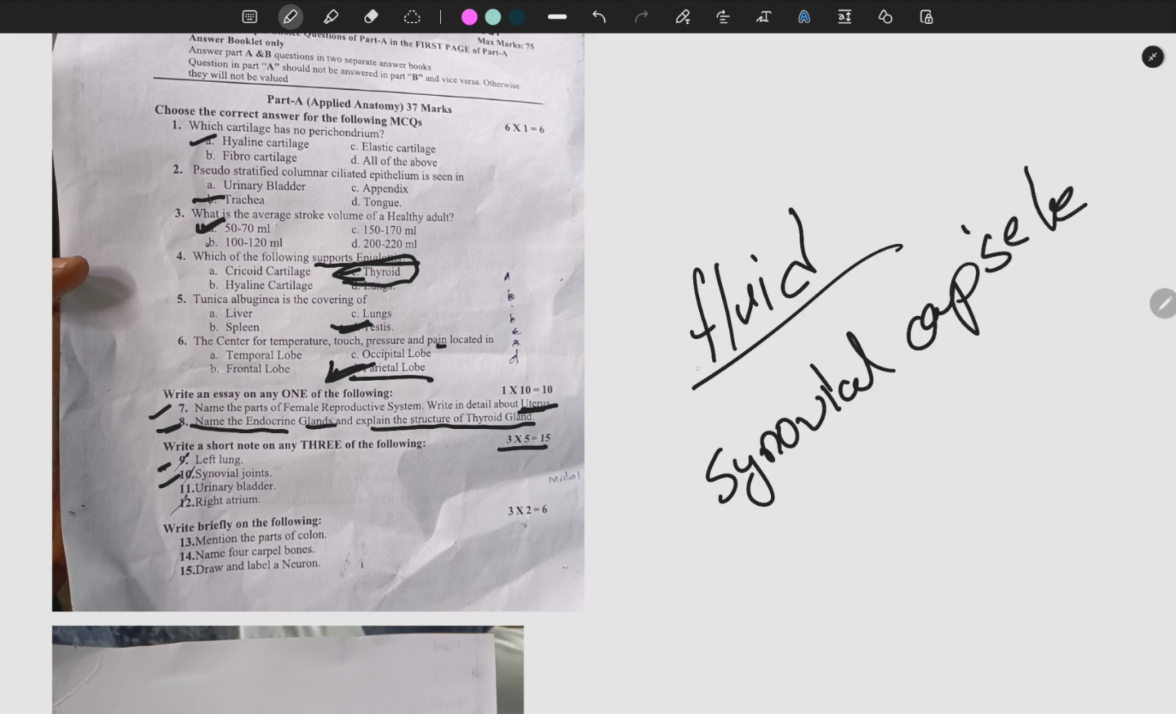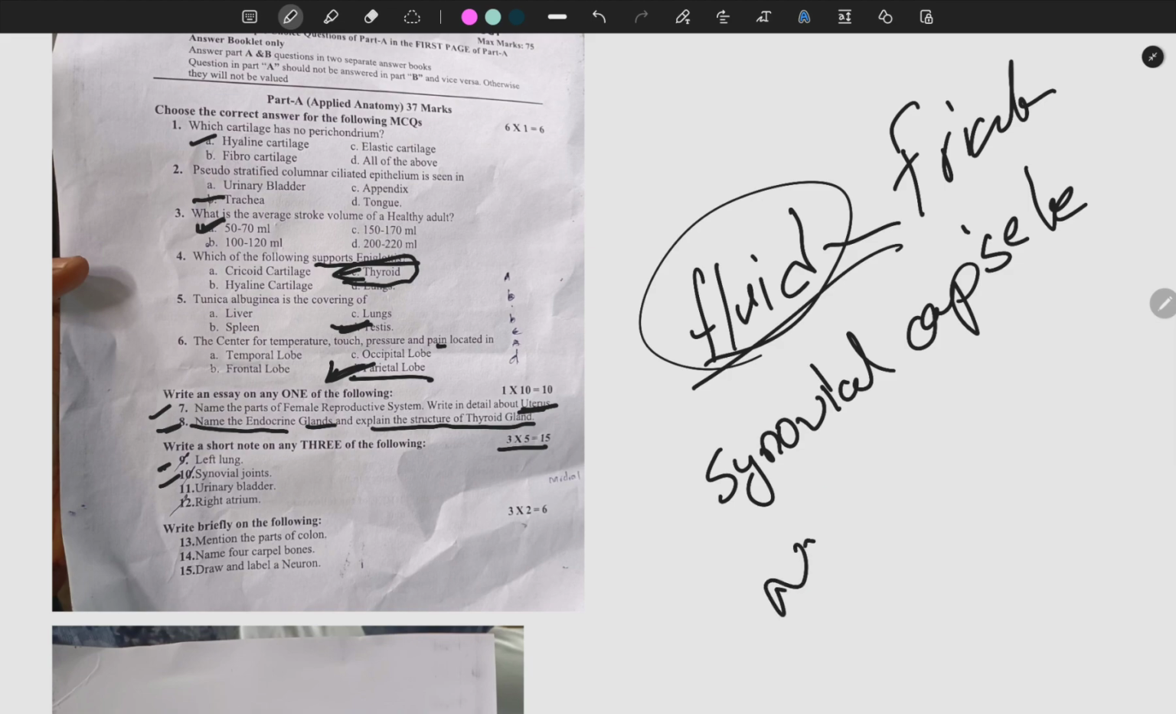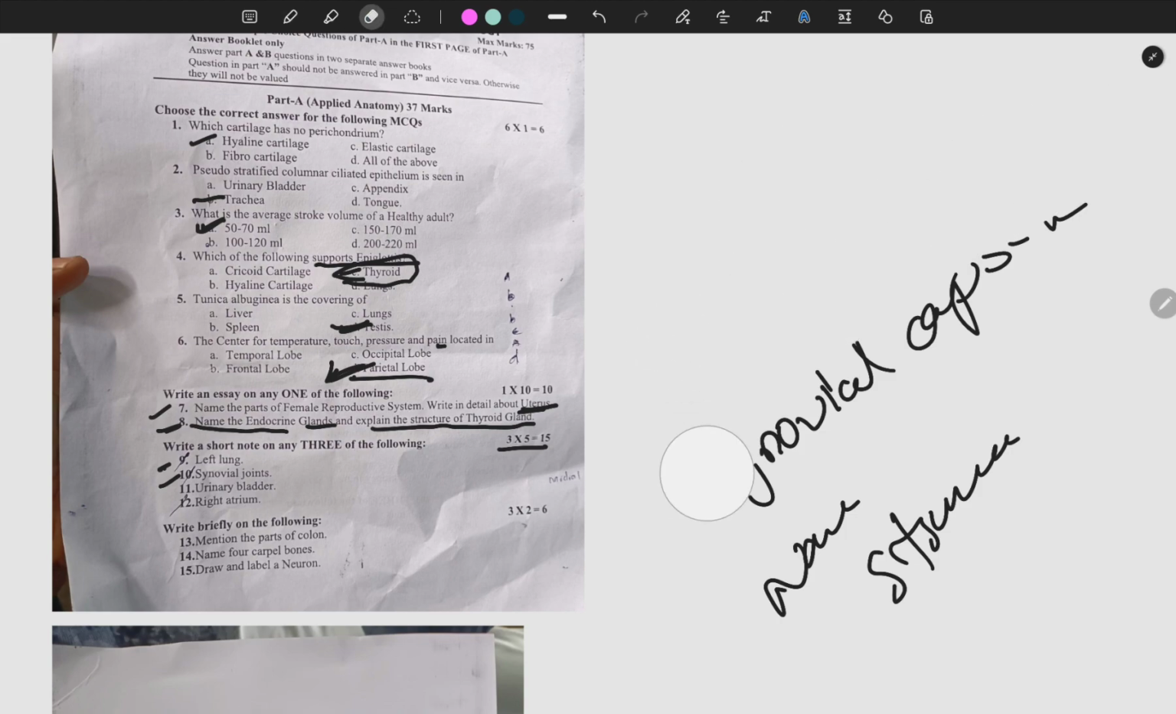Okay, so the fluid will be present. It will prevent the friction. Okay, so you have to write about the synovial joint names and the structure of the synovial joint. So like that you have to write for this question. That is the answer.